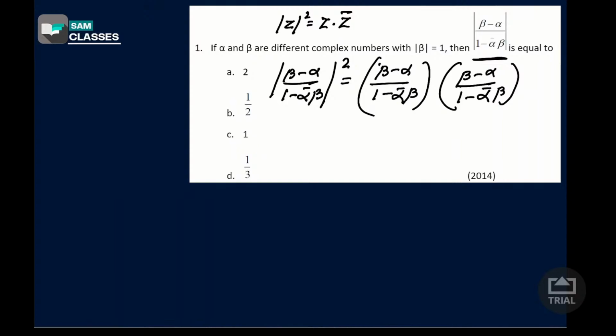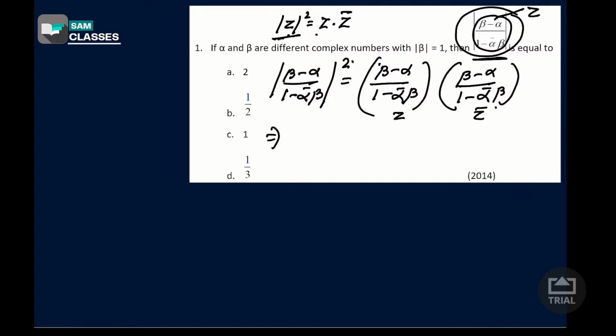So everybody, has everyone understood up to this line, what I have written? I have taken this whole part as z, so it is like this: mod z square equals z dot z bar. This is my z dot z bar. Clear?